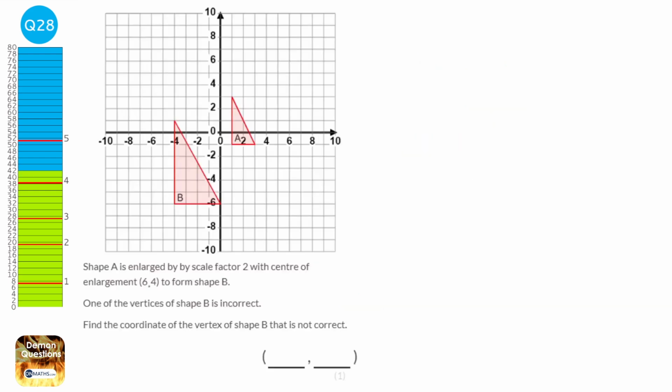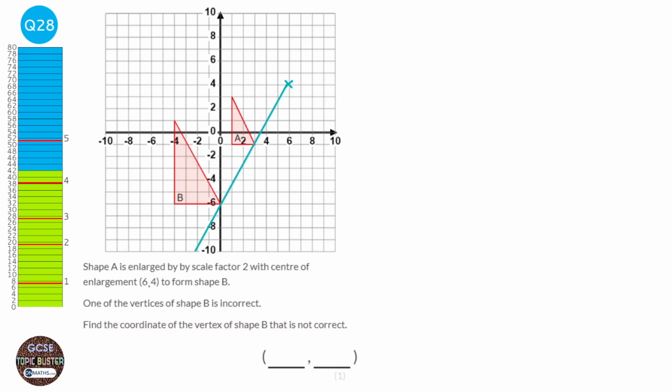So in this question we are told that the centre of enlargement is at 6, 4. So let's just put a cross there. And what I'm going to do is just draw ray lines from the centre of enlargement, and we're just going to go through each of the corners of our shape A.